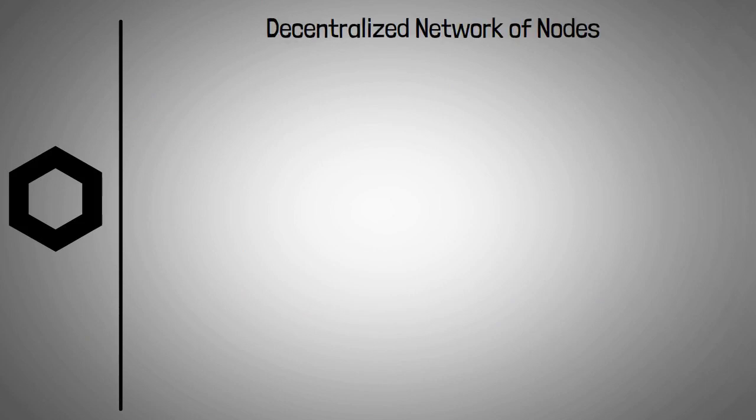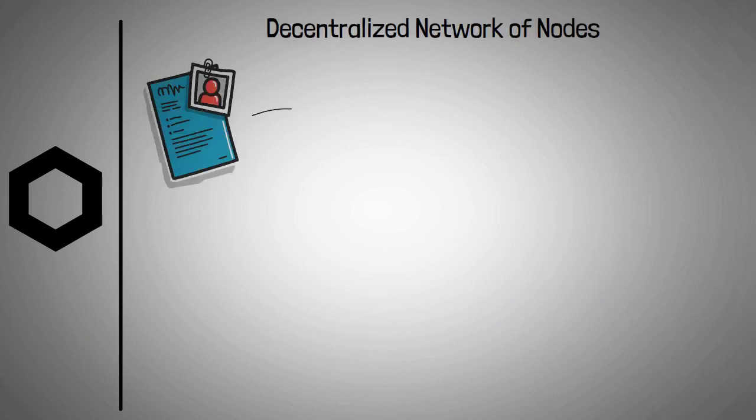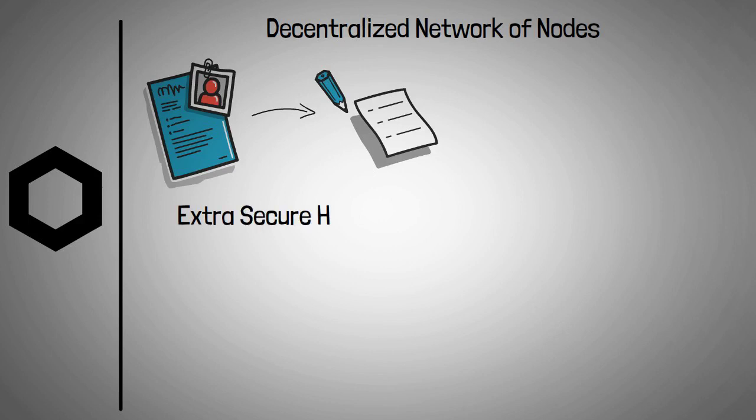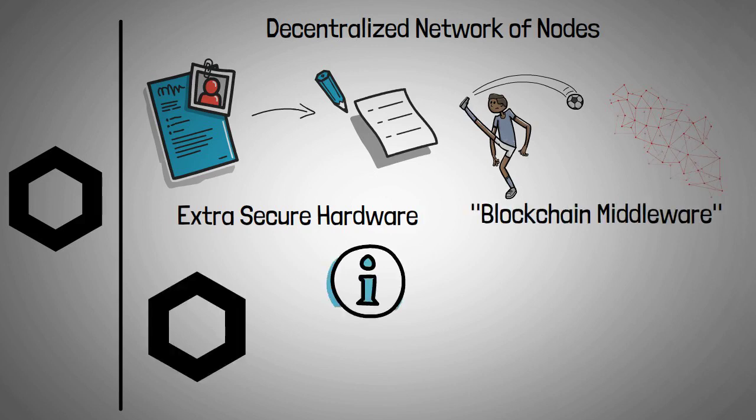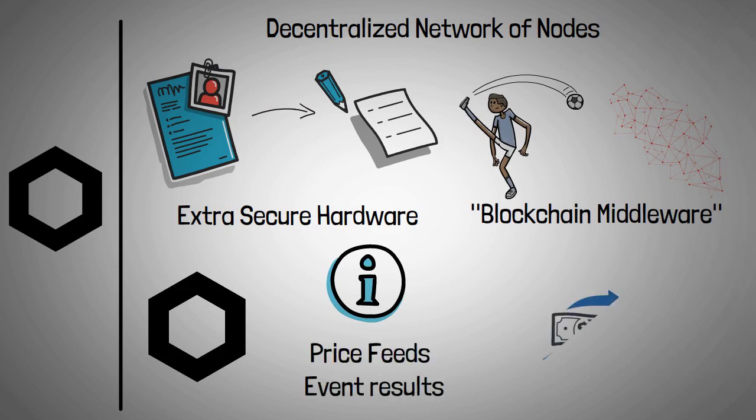Chainlink is a decentralized network of nodes that provide data and information from off-blockchain sources to on-blockchain smart contracts via oracles. This process, along with extra secure hardware, eliminates the reliability issues of using only a single centralized source. This blockchain middleware meant that Chainlink oracles could provide essential information such as price feeds, event results, and links to traditional payment systems without sacrificing decentralization or security.